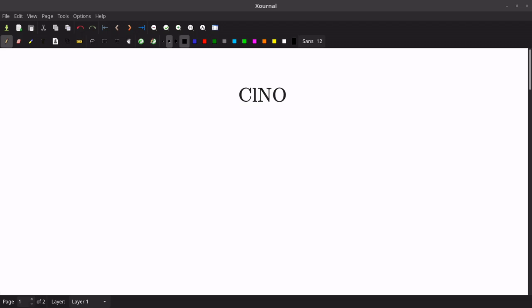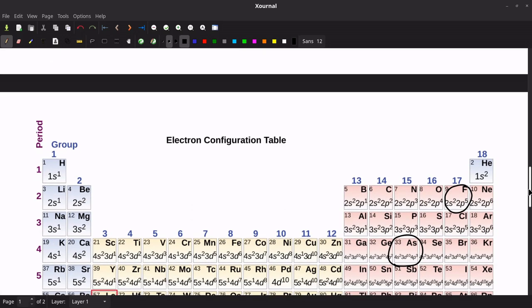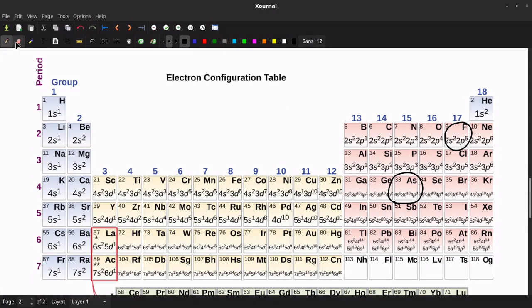Hello everybody. In this video we're going to write out the Lewis dot structure for ClNO. We're going to start by writing down which types of atoms we have. We have a chlorine, we have a nitrogen, and we have an oxygen. Next we need to write out their electron configurations. We can see that we have chlorine here, 3s2, 3p5, with a neon core.